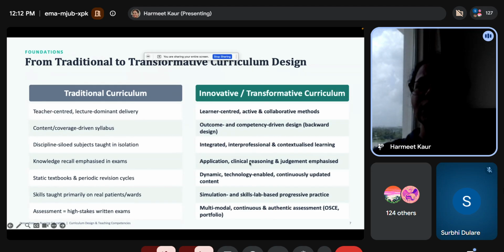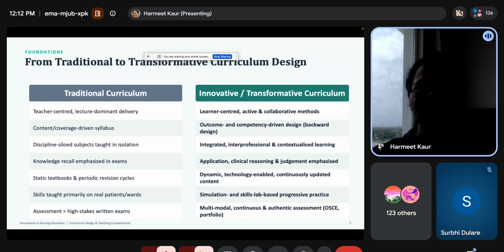Okay. Then application, clinical reasoning, and judgment emphasized. So here, transformative curriculum should be more application based, more clinical reasoning based. Students should be able to manage any critical situation in the clinical area by using their clinical decision making. I still remember the day one, when from my BSc, I straight away joined the army after completion of my bachelor's. Ours was the first batch which was taken from civil to military nursing.